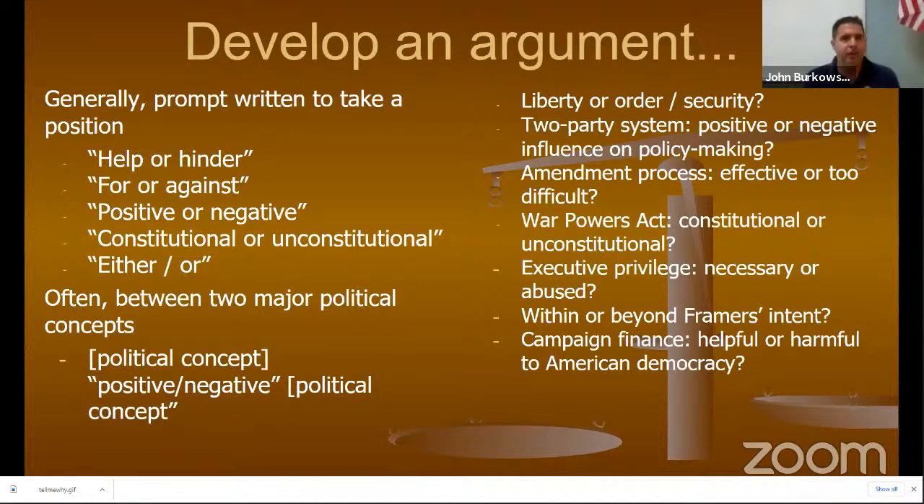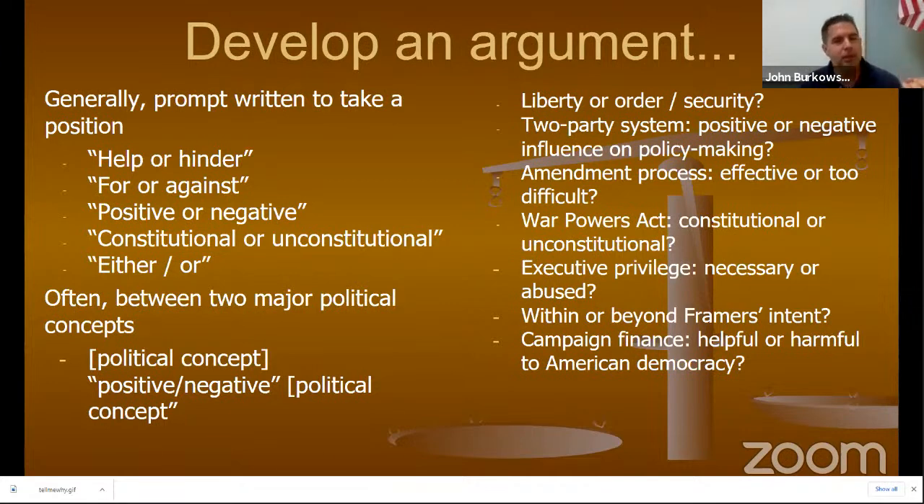So in regards to taking a position for or against, I've seen these wordings in the prompt. Positive or negative. Okay, make the claim. It's positive. Okay, run with it. Oh no, it's negative. Okay, run with it. But make that claim. Constitutional or unconstitutional. Either or. So, for example, what we have here: participatory, pluralist, or elitist. Which one? Pick one. It's almost as if they're giving you the claim. You just have to make that claim, right? Assume it and run with it.